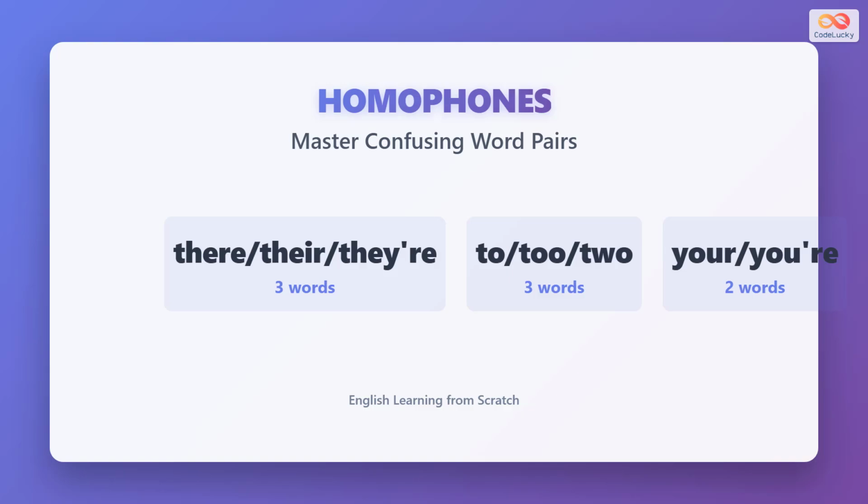Welcome to this lesson on homophones. Homophones are words that sound exactly the same when you say them out loud, but they have different meanings and different spellings. In this video, we will learn about 8 common homophones that confuse many English learners.